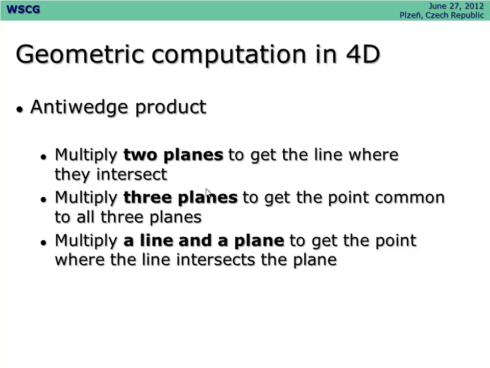So we've got these three kinds of entities in homogeneous coordinates, and we've got these two products, and we can very easily do intersections and unions among all of those.